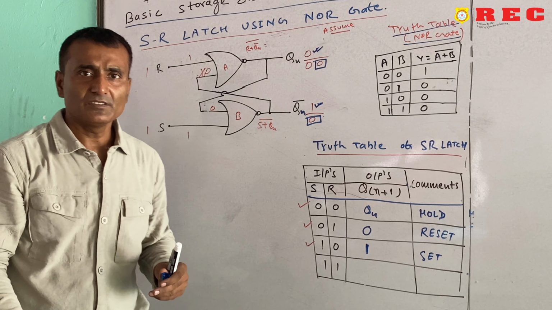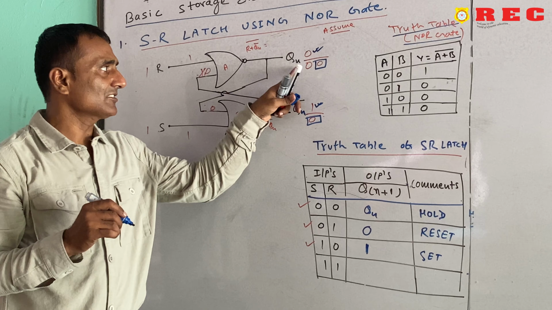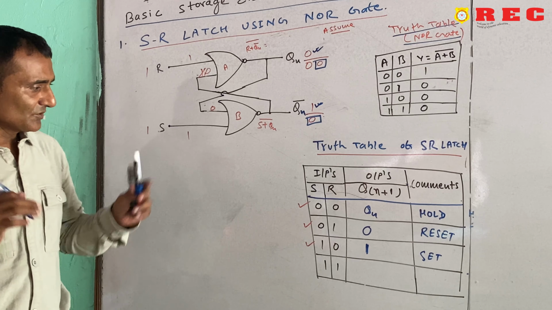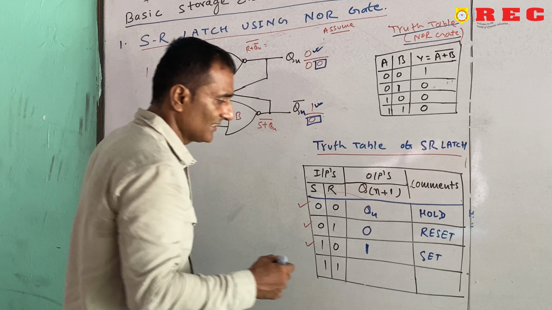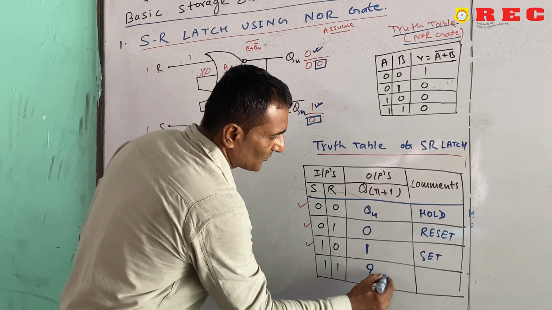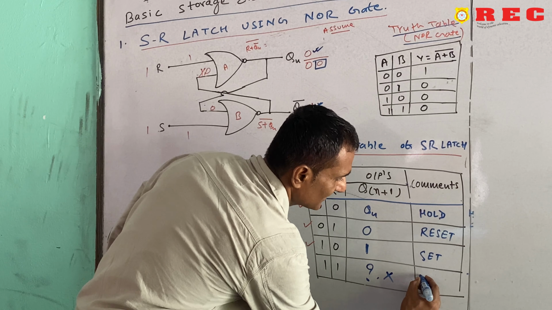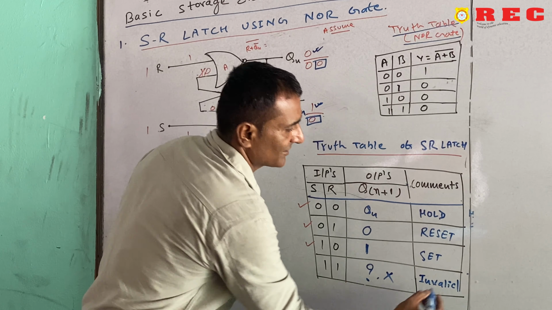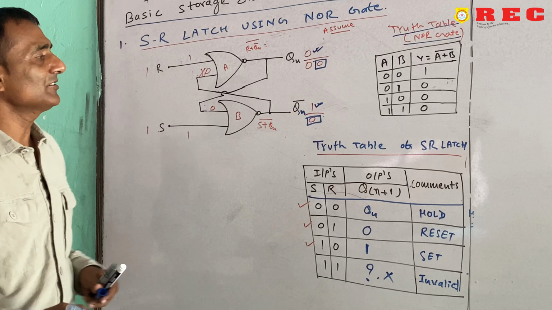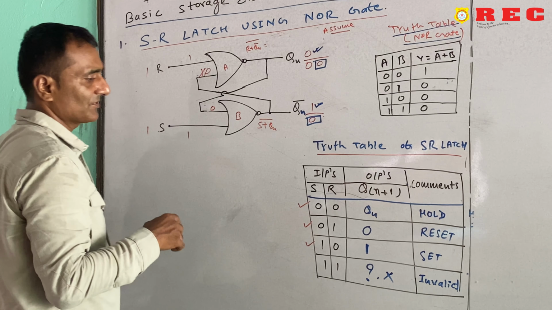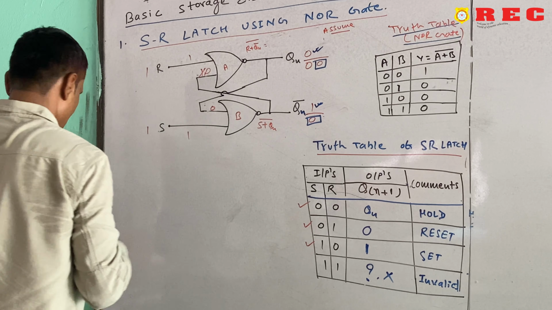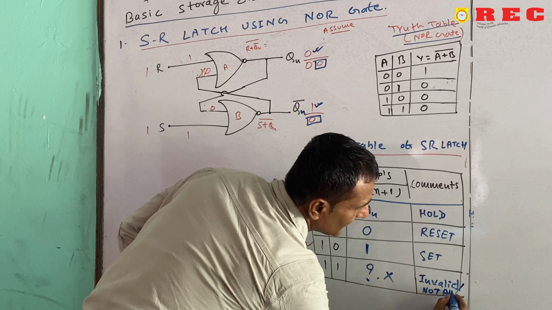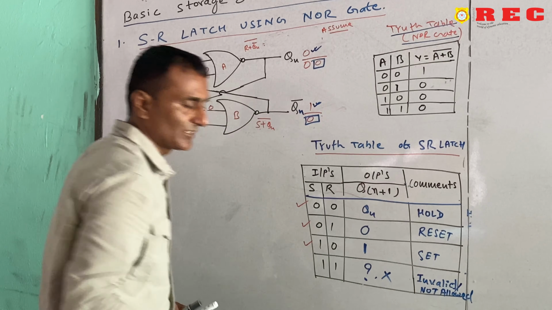So this will never happen, that Qn is equal to 0 and Qn complement is also 0. This will never happen. So this type of condition we can say is invalid. We can say cross mark. This is an invalid condition, because they can never be the same. There may be changes, or we can say this condition is not allowed also. Not allowed. Not allowed condition.